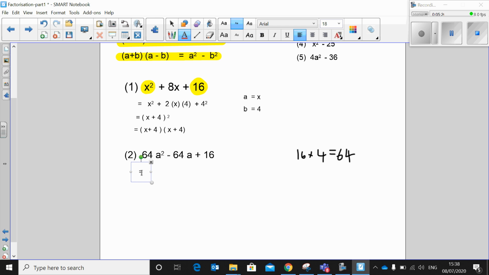So which is equal to 16 times, 16 fours are 64, so 4a square, minus 64a, again 16 is taken outside, 4a, plus 1, 16 into 1 is 16. So 16 times 4a square minus 4a plus 1. Is there any doubt?